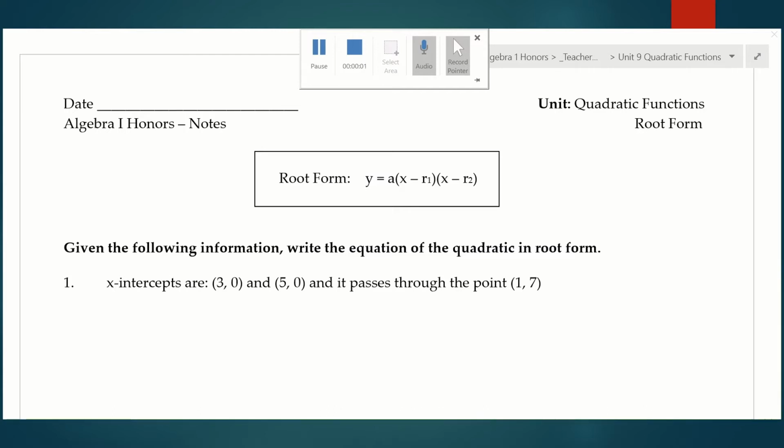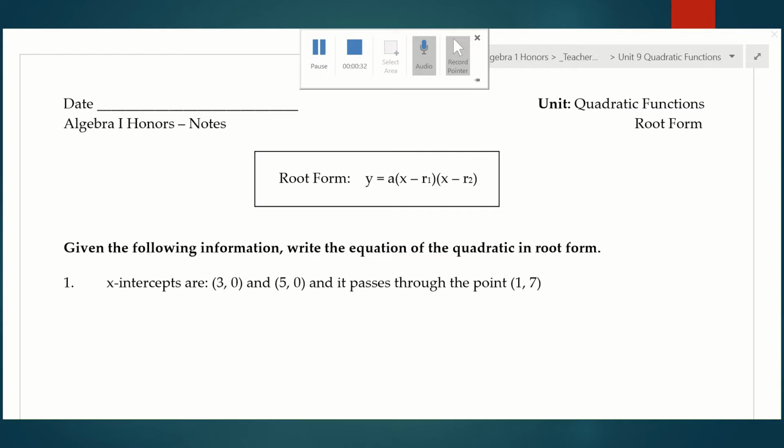Hi, everybody. Welcome to our very last lesson of our quadratic functions unit. We are going to talk about one last form today, and this form is called root form. We can take a quadratic equation and convert it into this root form. The reason this is useful is because we can look at it and automatically know what the roots, or the x-intercepts, are. So that's what makes this form useful.